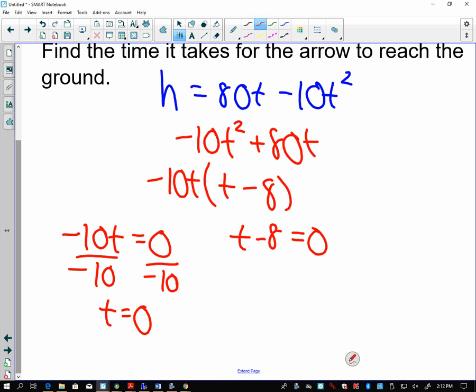0. What does t represent again? Time, right? So this is correct, but what is the situation where t equals 0? That means the arrow is on the ground before I've shot it. Okay? Does that make sense? Okay, so now I have to go over here and I want to solve for t. What do I do there? Add 8, t equals 8 seconds.